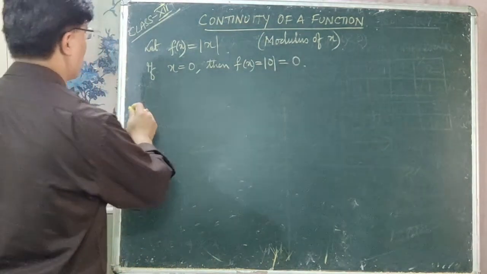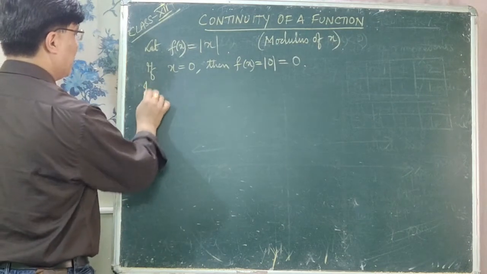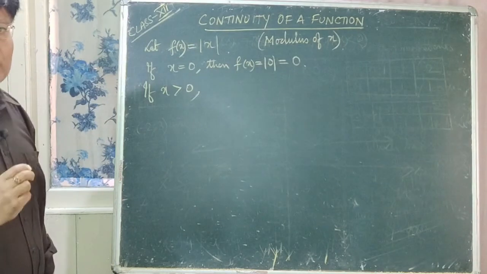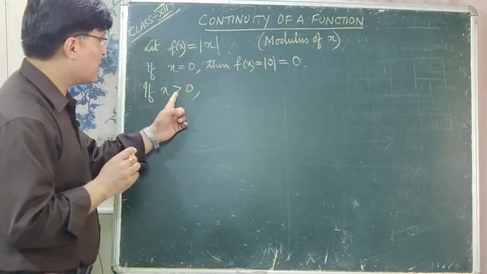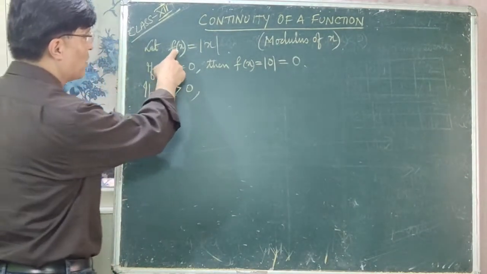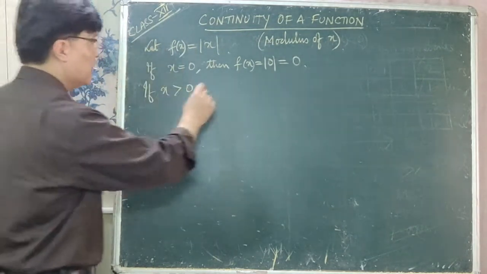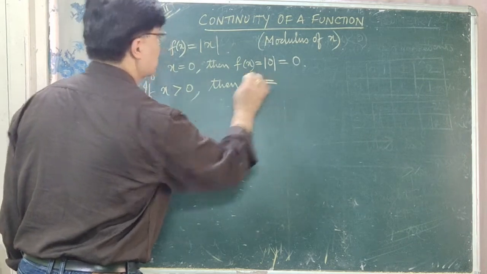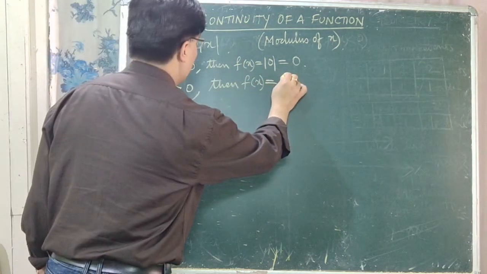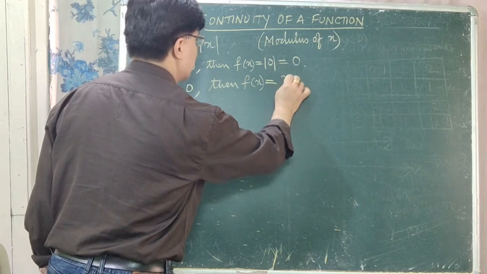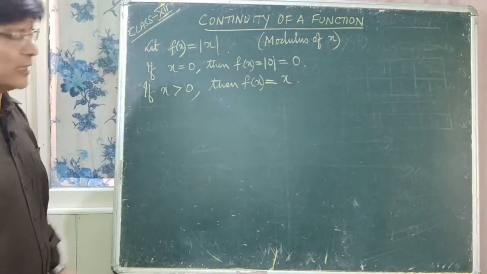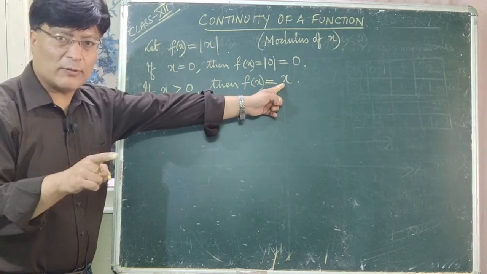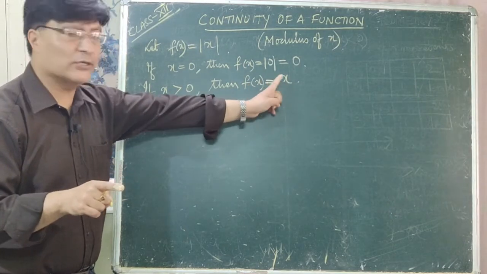So next, you should check if x is greater than 0. If x is greater than 0, x is already positive, isn't it? Then what is the value for f of x? Then f of x is equal to x. If x is greater than 0, then if you write only x, that will be always positive. So f of x is equal to x.